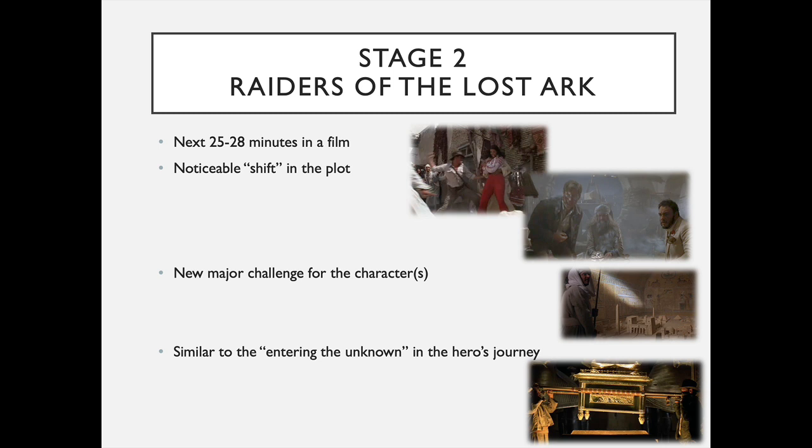He has to go to Egypt. He has to ask the old man to help interpret something on the medallion. He has to find the Well of the Souls. He has to find the Ark. And that is the next 25 minutes of this movie.